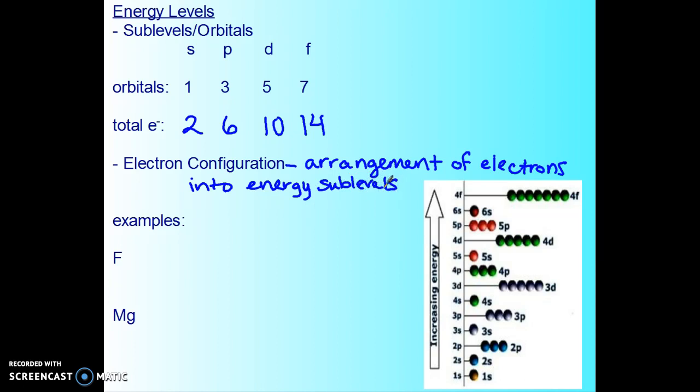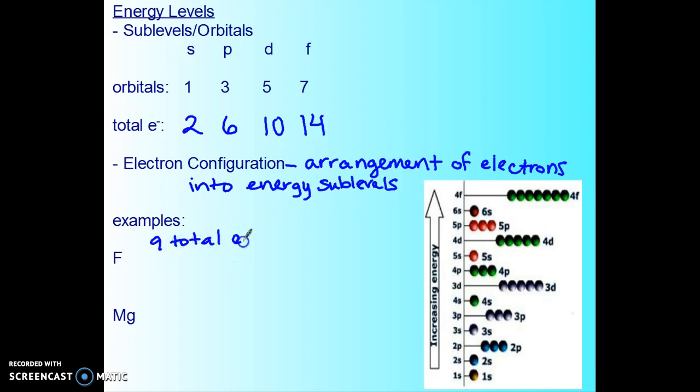You can think of it kind of like the address of an electron in the highest energy level, or the address of a valence electron. So we're going to do an example. We're going to use fluorine first. And fluorine has a total of 9 electrons. So when we start out writing electron configuration, we're going to start with 9 total electrons.